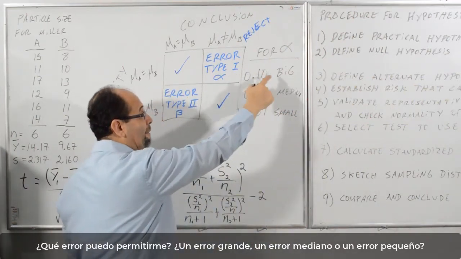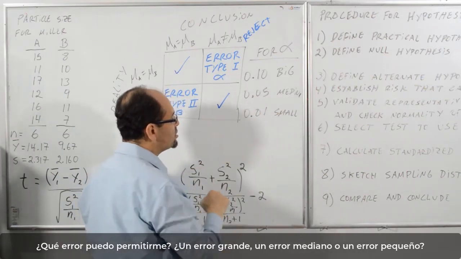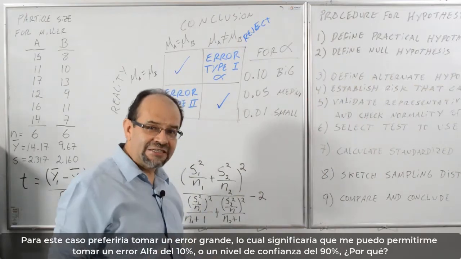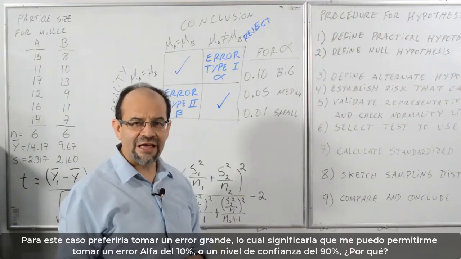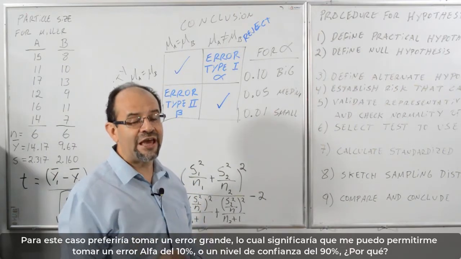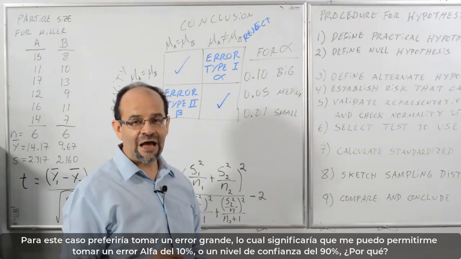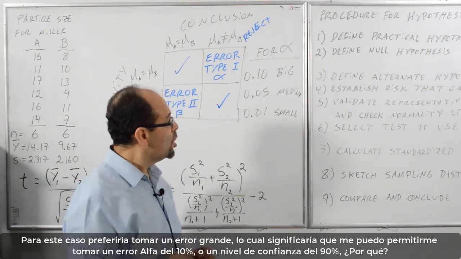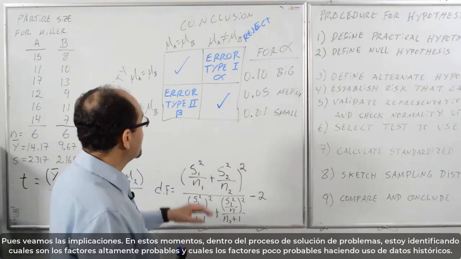Can I afford a big risk? Should I afford a medium risk, or should I afford a small risk? In this case, I would prefer to take a big risk. Why is that? That means that I would like to take a risk of alpha equal to 10%, a risk of 10% or 90% confidence level. Why is that? Well, let's see what will happen.